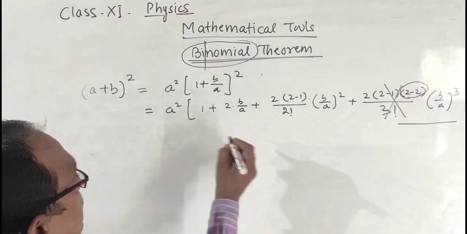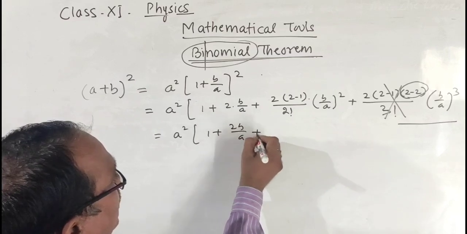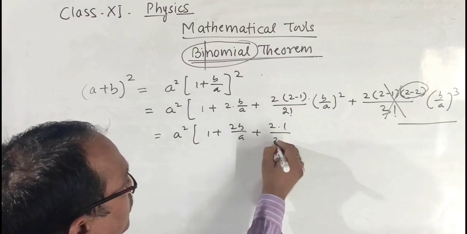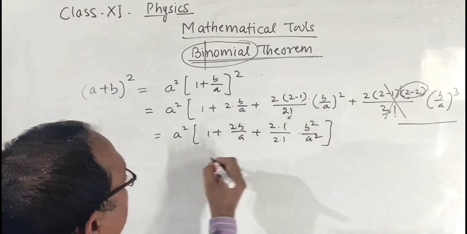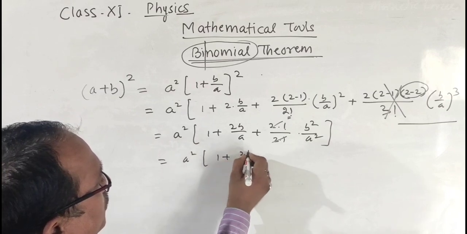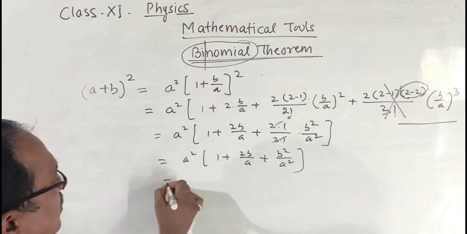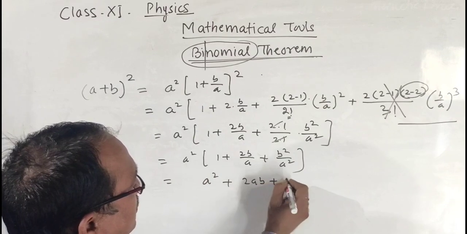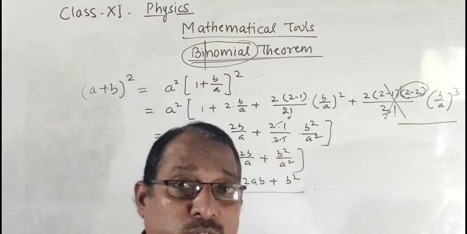So here what we can write: a square into 1 plus 2b by a plus 2 into 1 by factorial 2, where factorial 2 means 2 into 1, so b square by a square. If we multiply them, then we can write a square into 1 plus 2b by a plus b square by a square, or let us multiply the a square inside, then we will get a square plus 2ab plus b square. This was the formula which we were frequently using from our childhood.